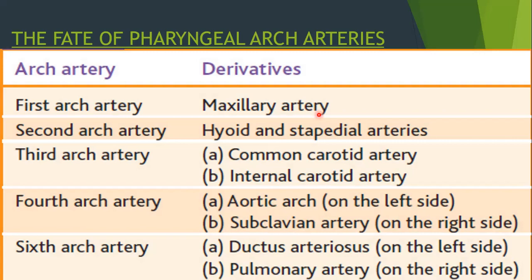Now, remember the nerve to the sixth arch, the recurrent laryngeal. Ask yourself, in the course of the recurrent laryngeal, why is it that on the left, it will arch under the aortic arch, and on the right, it will arch under the subclavian artery? Sixth arch artery will give rise to the ductus arteriosus on your left and pulmonary artery on your right.